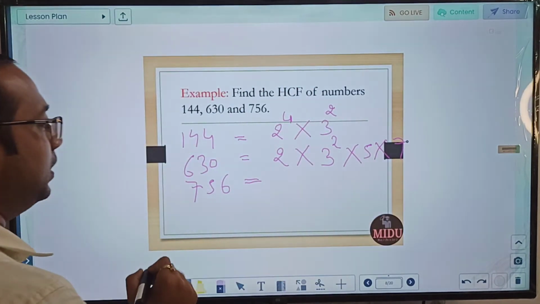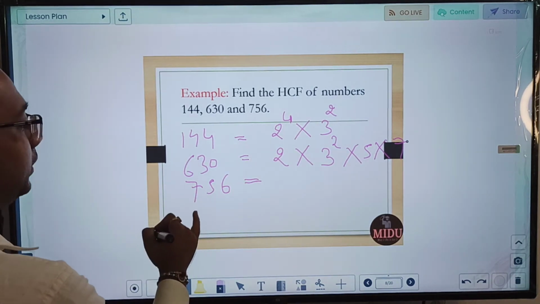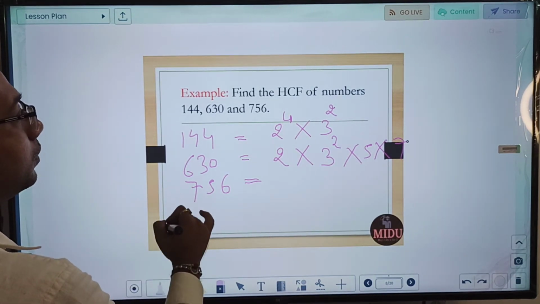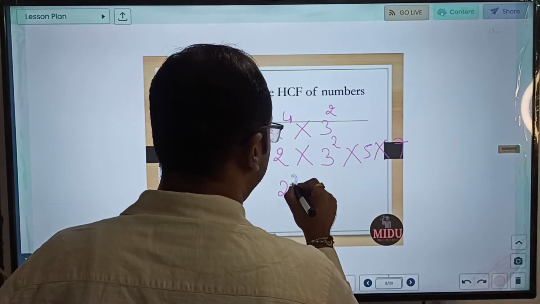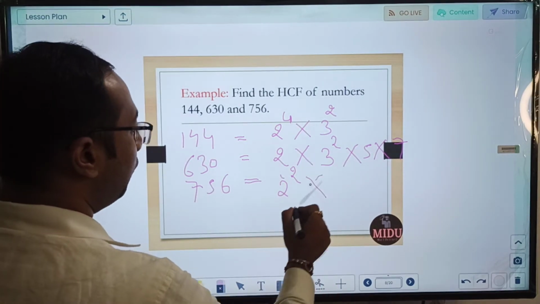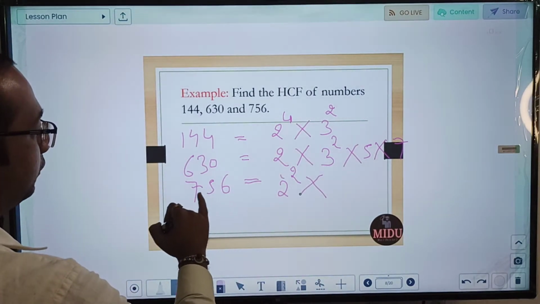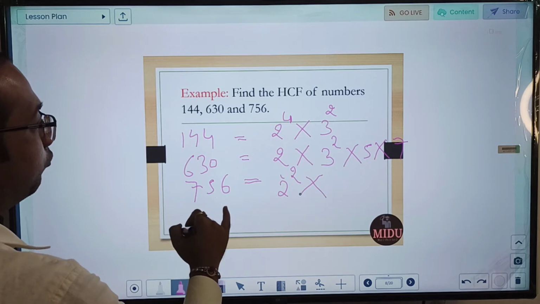Fine. Now again 756 will be divisible by 2. We will be getting 378 and 189 again. So from 2, it will be divisible 2 times. Once we divide it by 4, the number which remains will be 189.